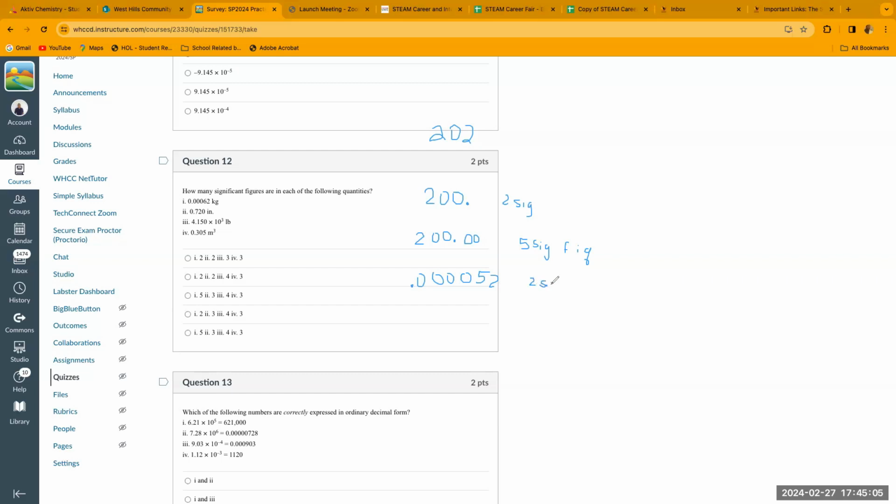So how many sig figs does it have? 2. That's right. So we know it has 2. Okay. So those are your 2 significant figures. So we can get rid of this one and this one. So we know that those are wrong.